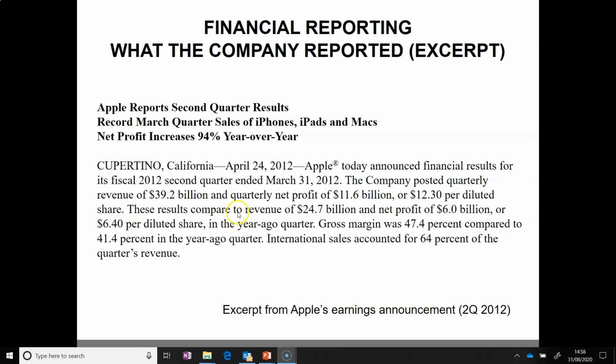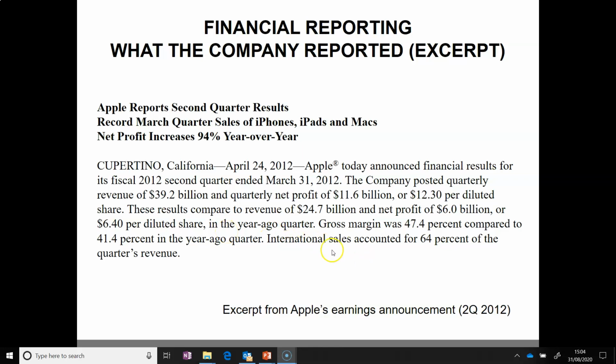The first paragraph here is outlining information that is important for investors. This includes growth in revenue, growth in profit, the overall profitability in terms of gross profit margin, and the growth in dividends over time.